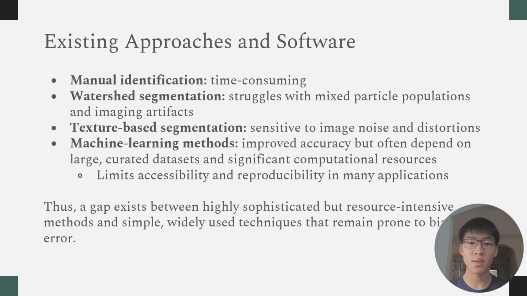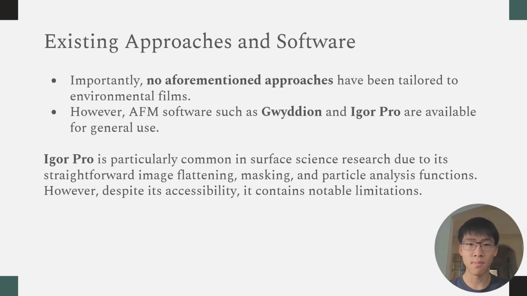Manual identification is time-consuming, while watershed and texture-based segmentation struggle on mixed particle populations. Additionally, machine learning methods, which are accurate, have limited accessibility and reproducibility in many applications. Thus, there exists a gap between highly sophisticated but resource-intensive methods and simple, widely used techniques that remain prone to bias and error. Importantly, none of the aforementioned approaches have been tailored to environmental films.